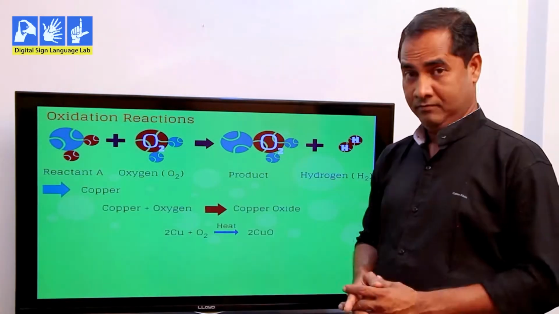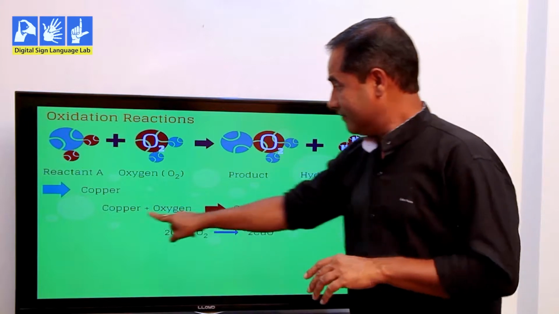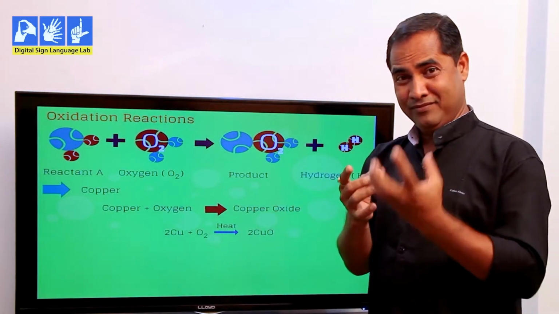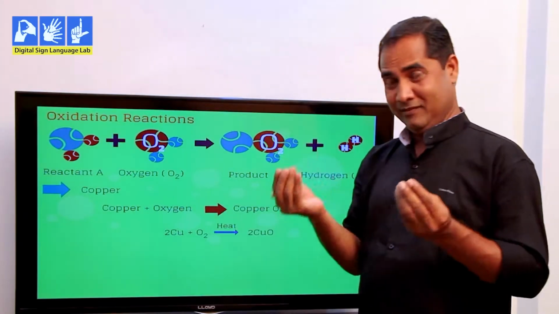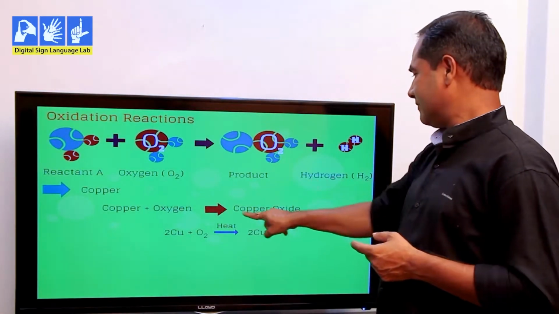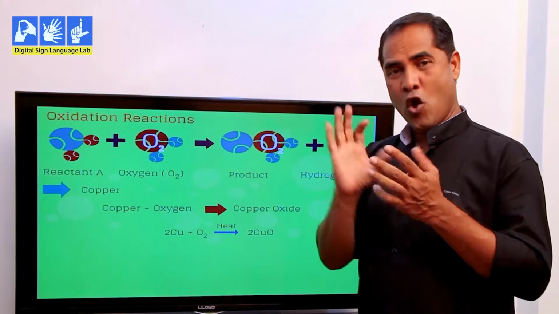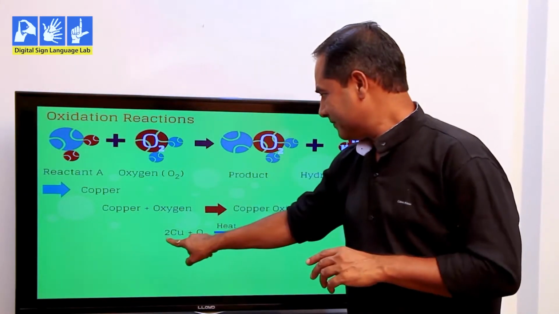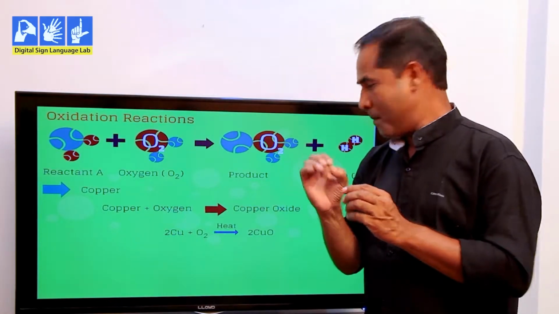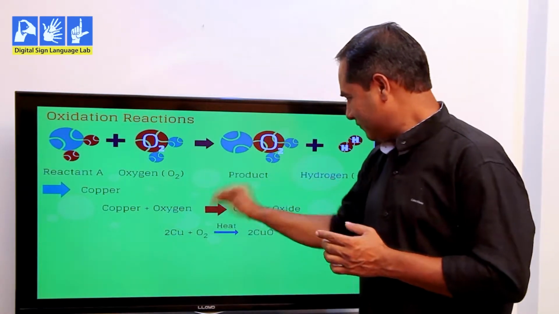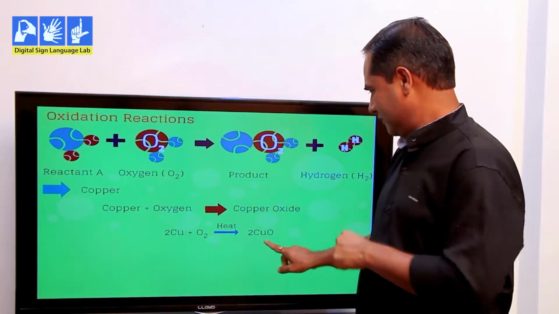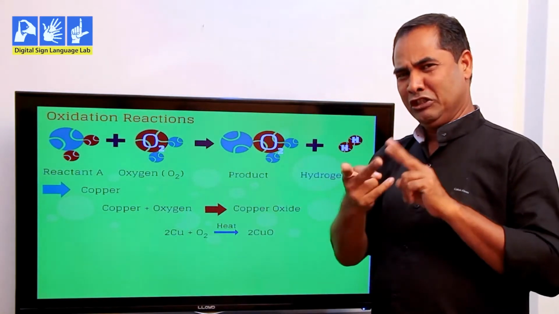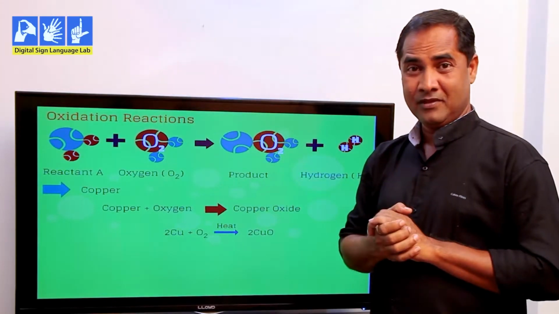So this is an example of oxidation reaction. So copper plus oxygen gives you copper oxide. That's the chemical reaction. So 2Cu, which is copper, plus oxygen O2 gives you 2CuO, copper oxide. And the color has changed to black now.